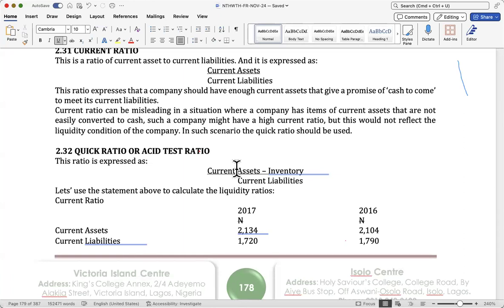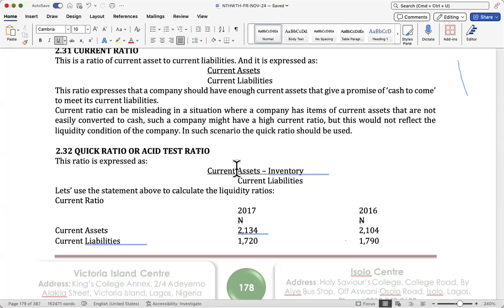Yes, sir. I just want to understand the concept behind saying inventory is not so liquid, because I feel like they are the goods you have at hand. You can even decide to sell at a discount and make money. I just want to understand why they would say it's not so liquid, because I'm not getting it right.